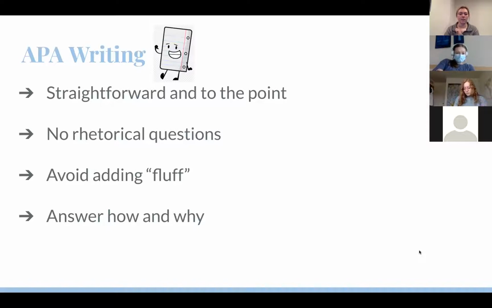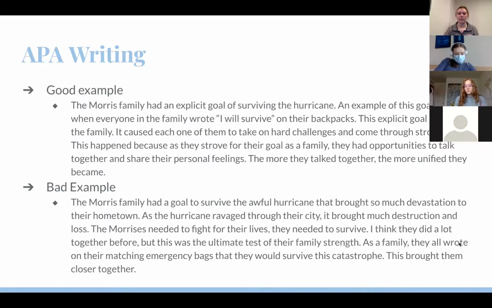And then this is just a review of the APA format. We want it to be straightforward and to the point, which often means no analogies in addition to no rhetorical questions, just very academic. Every sentence has a very clear purpose. Don't add fluff or anything like that. And answering the how and why is the biggest thing that you will want to be doing.